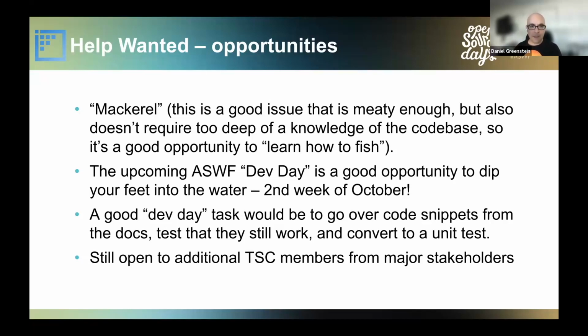It's a good in-between issue for you to sink your teeth into and get into the internals of the system. If you want something a little shallower, then there's an upcoming dev day that the ASWF is organizing. That is kind of like a hackathon that is going to be using different components that are part of the ASWF software packages under that umbrella. So OpenImageIO is one of them.